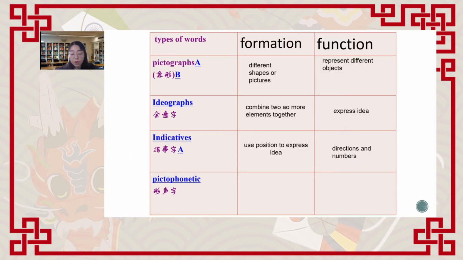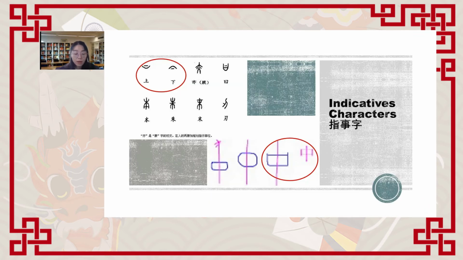The third type of the words is indicatives, using position to express ideas, and also can show directions and numbers. For examples, in the slide, I marked 3 characters with a red circle. They are shang, xia, and zhong. We can see that each of them shows the clear position or direction in the character, which can express exactly what meaning they are.